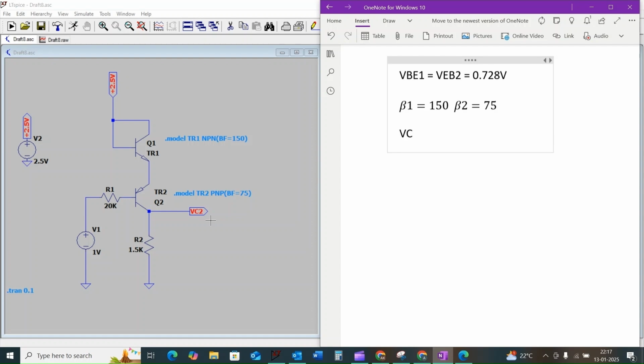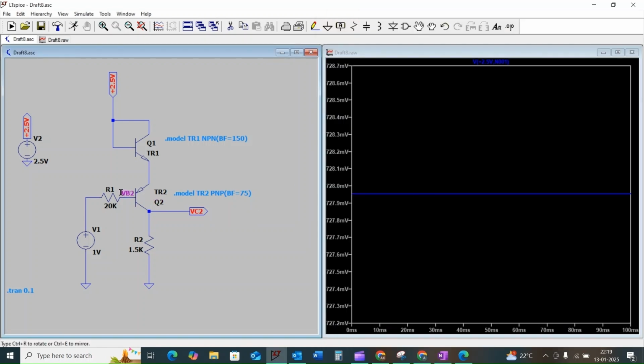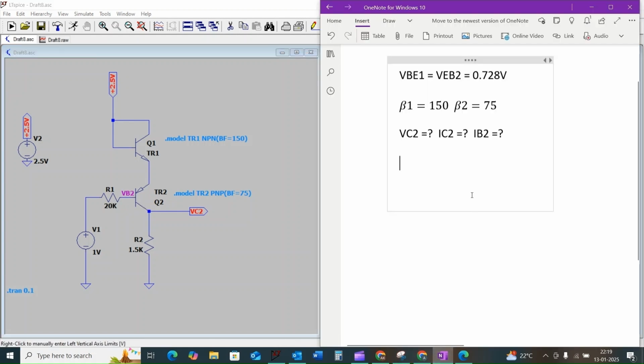To find VC2, the collector voltage of the transistor Q2, we should know the current through the collector terminal of Q2, that is IC2. To find the collector current, we need to find the current through the base terminal of Q2, which is IB2. If we find the voltage at the base terminal of Q2, it is easy to find the base current. So let us find the voltage VB2.